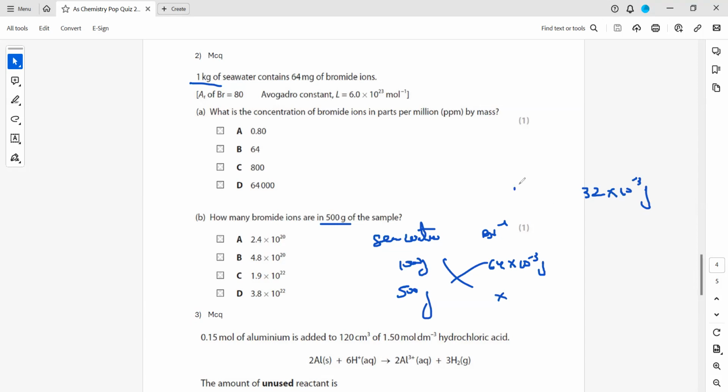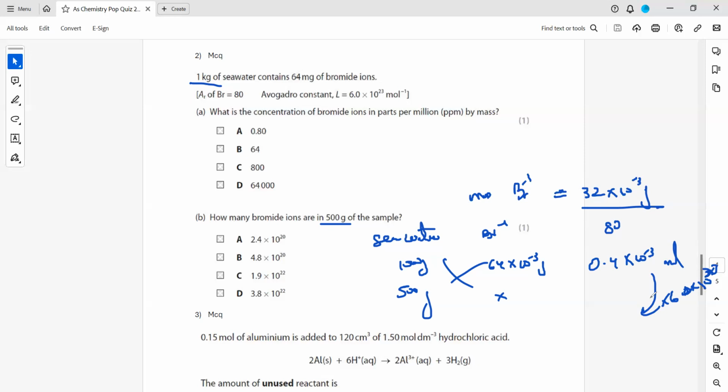This is a mass of a bromide ion. If you need the moles, it is mass in gram over molar mass. So for bromine, the average mass of the two isotopes, you can take 80. So it will be 32 divided by 80, which is 0.4 into 10 power minus 3 mole. And this 0.4 into 10 power minus 3 is multiplied by Avogadro's constant. So to get the number of the ions, multiply by 6.02 into 10 power 23.